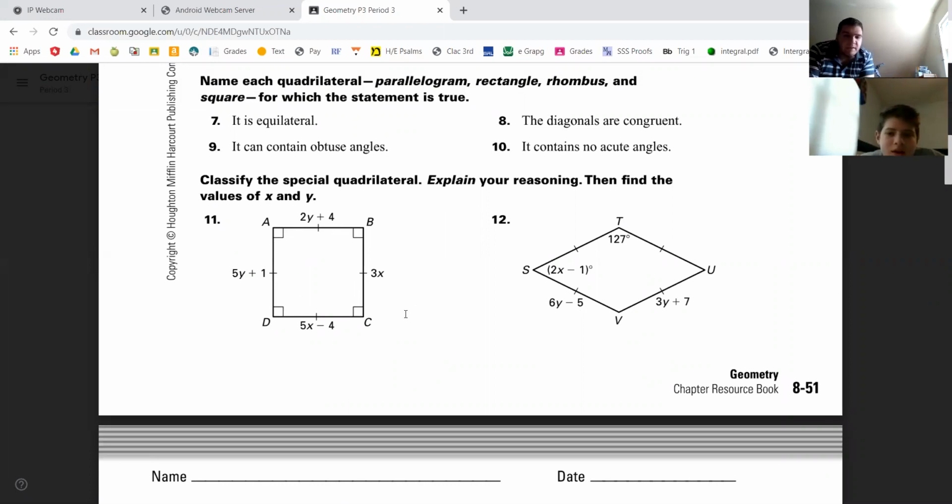For that one. The one on the 12 is a kite, right? No, 12 is a rhombus. Oh wait, no, that's 8.5. Yeah. But also you could tell because all four sides are equal. If these two sides were equal, and then these two sides were equal differently though, then it would be a kite. Okay? So the way you do 11, is that 2y plus 4 equals 5y plus 11, right?